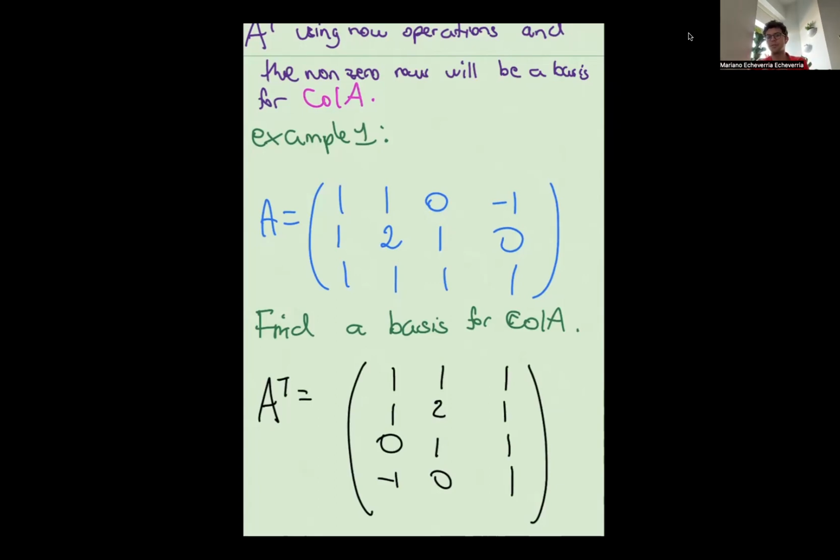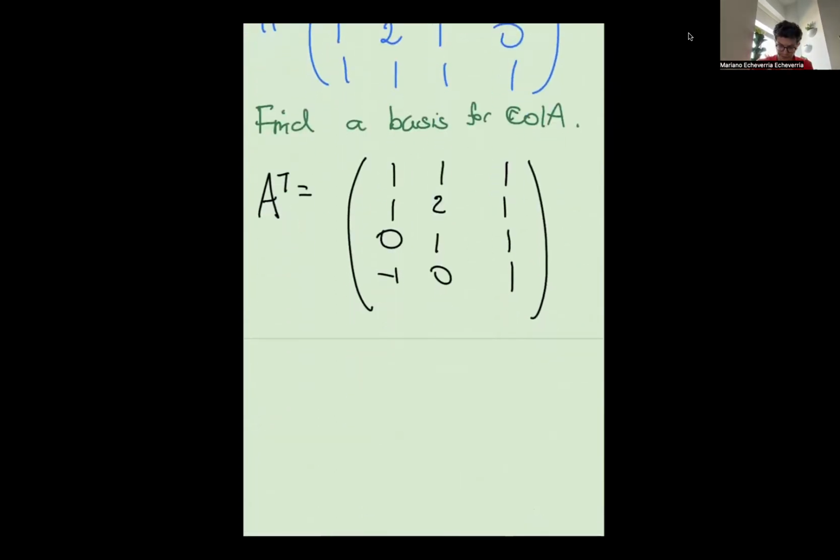And then you just have to reduce this matrix. So we reduce A transpose in the usual way using row operations. How can you reduce A transpose? You could do minus row 1 plus row 2 into row 2, and row 1 plus row 4 into row 4.